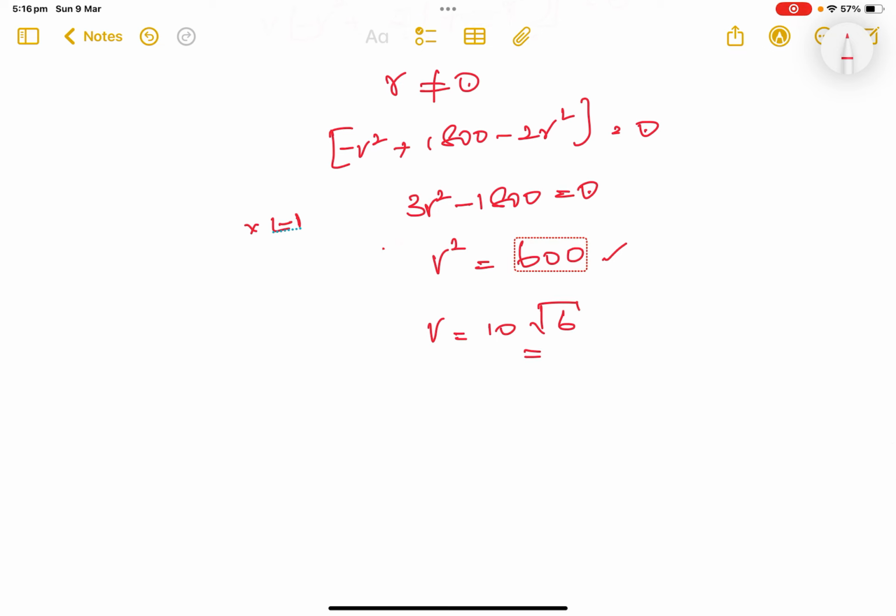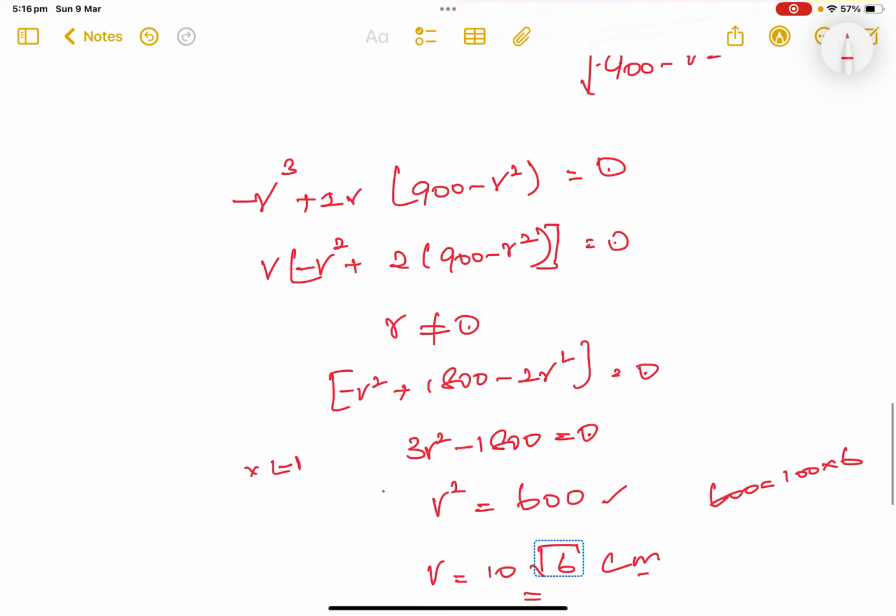Therefore, r equals plus or minus, but there's no minus because it is a distance, a positive value. You can write 600 as 100 times 6. So the square root of 100 is 10, and the square root of 6 stays as the square root of 6. That is in centimeters. So this is the only value.